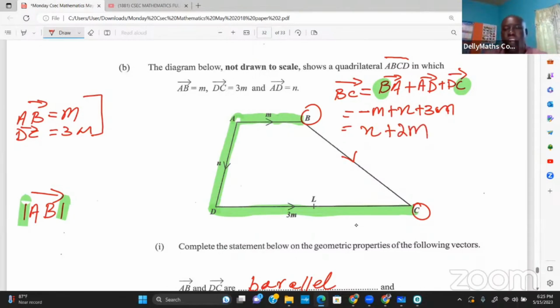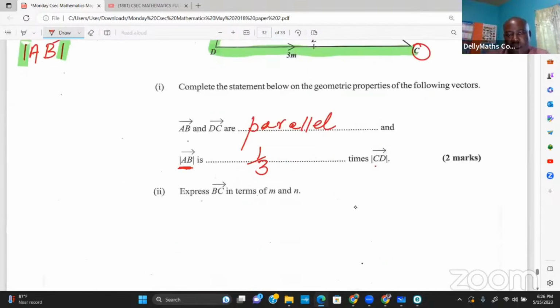So you want to look at what you're doing. So that is BC, N and a positive 2M. That's our BC right there.